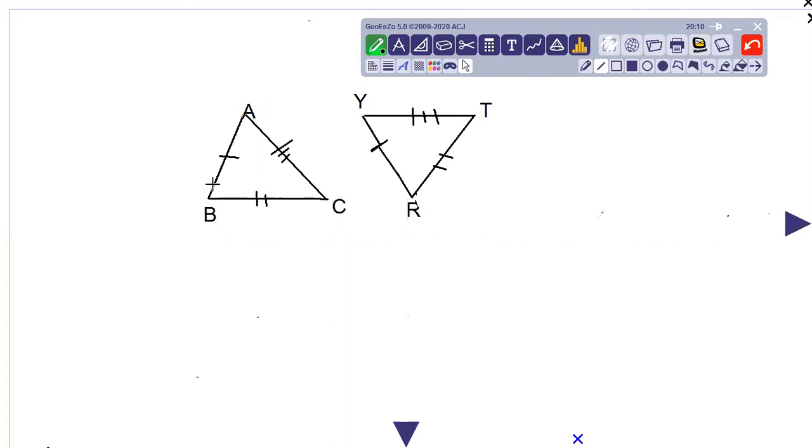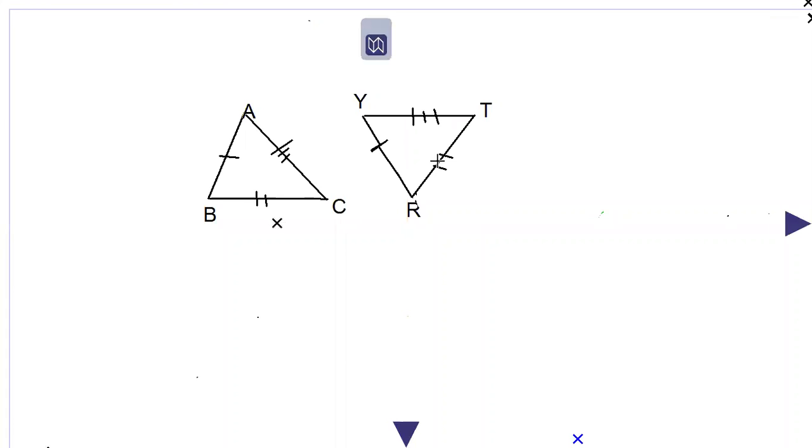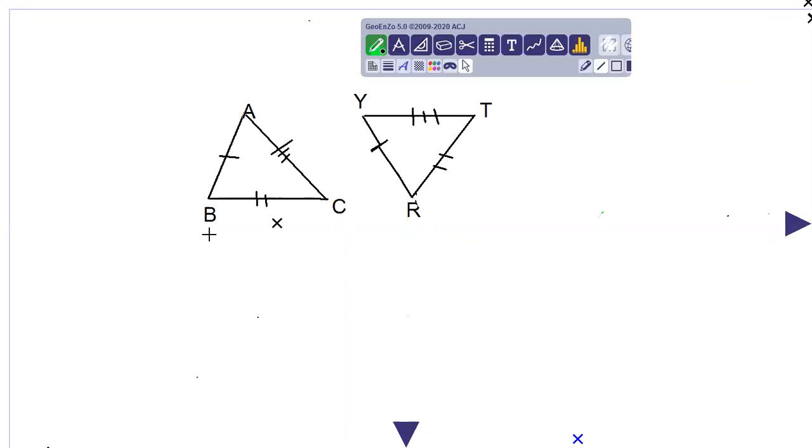Look at the point B, or rather at the point where the angle B is formed. Look at the two arms. There is a single marking and a double marking. Look for that in the second triangle where there is a single and double marking in their arms. Yes, this is the point R. So B corresponds to R, A corresponds to Y.